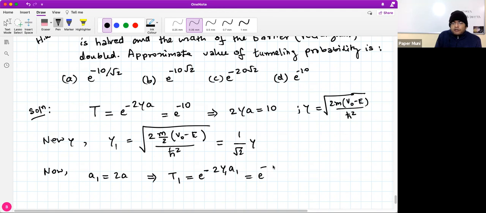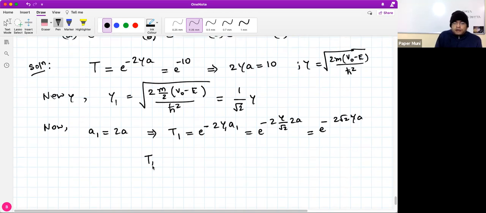If we write this down, we have gamma by root 2, and this is 2a. This gives you e to the power minus 2 root 2 gamma a. Now instead of this gamma, we can use this result. Instead of 2 gamma a, we can write 10, and we finally have this result, which is 10 root 2. Okay, so this is the answer we were looking for.